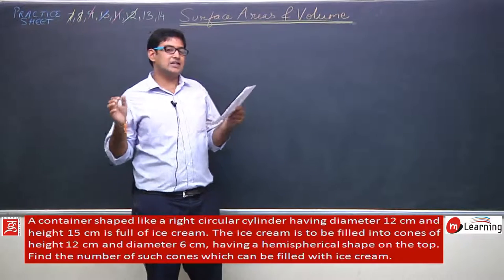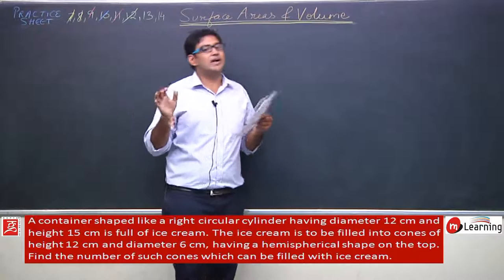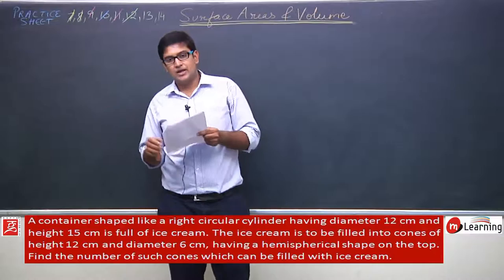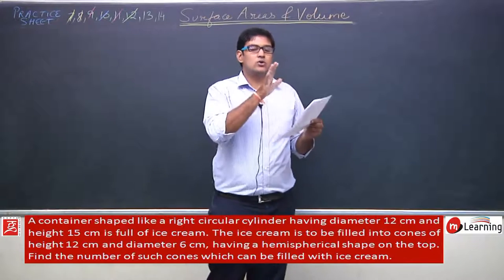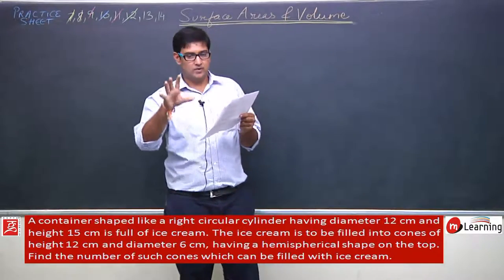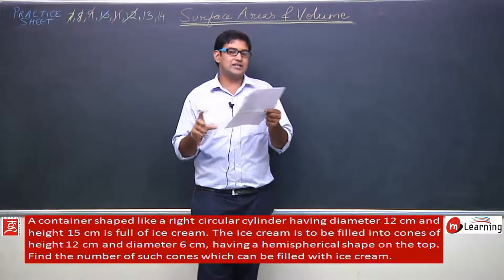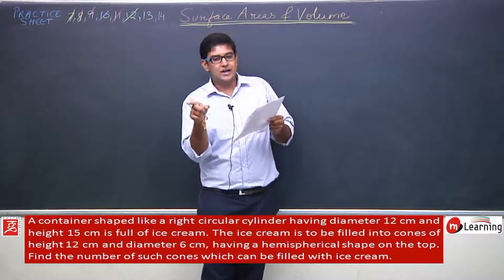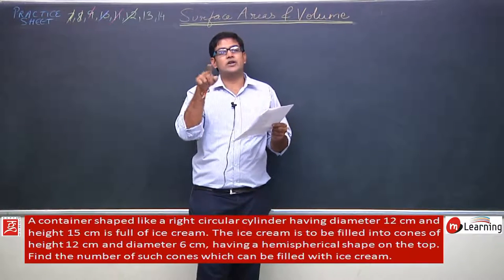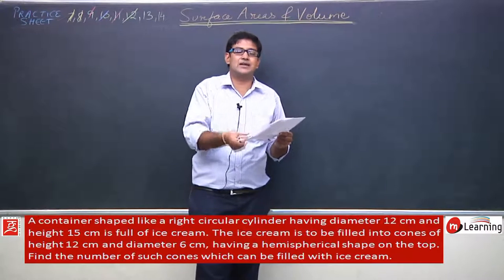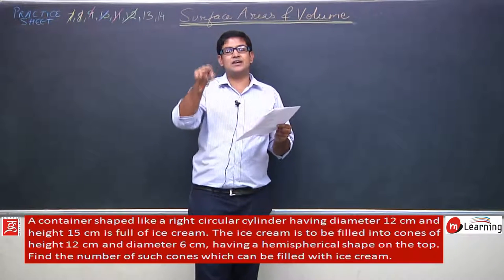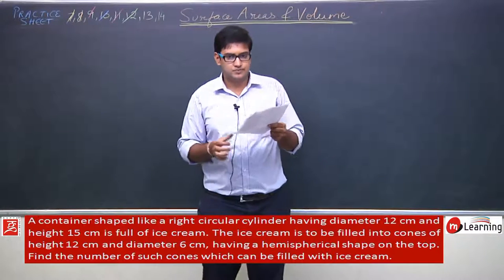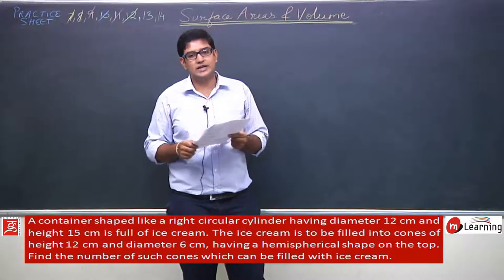Okay, so let us try to understand the question. It says that there is a circular cylinder in which I have some ice cream. The circular cylinder is completely filled with ice cream. I need to fill this ice cream into cones, into conical shape, such that the conical shape is filled completely and there is a hemisphere at the top of that conical shape. Okay, you might have seen the ice cream in the cone. You have seen there is a hemispherical shape at the top of that cone. So we need to make such kind of arrangement.